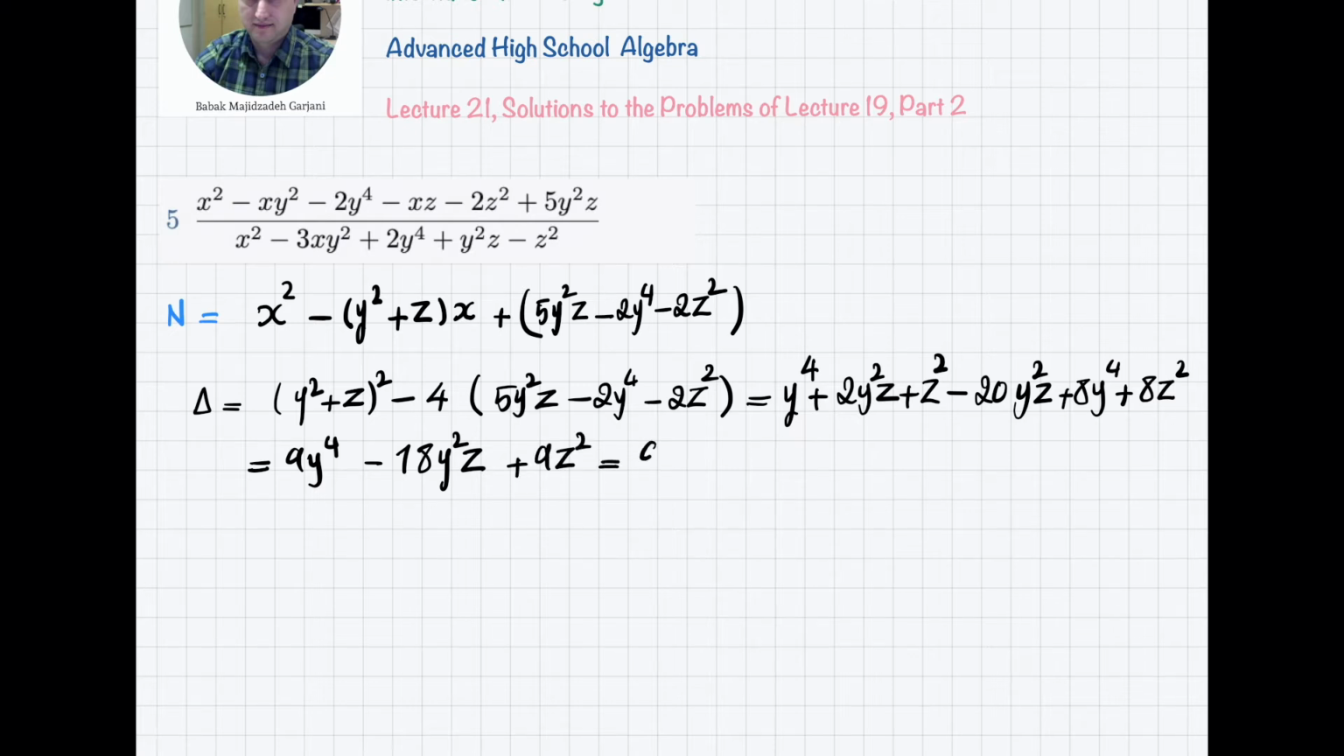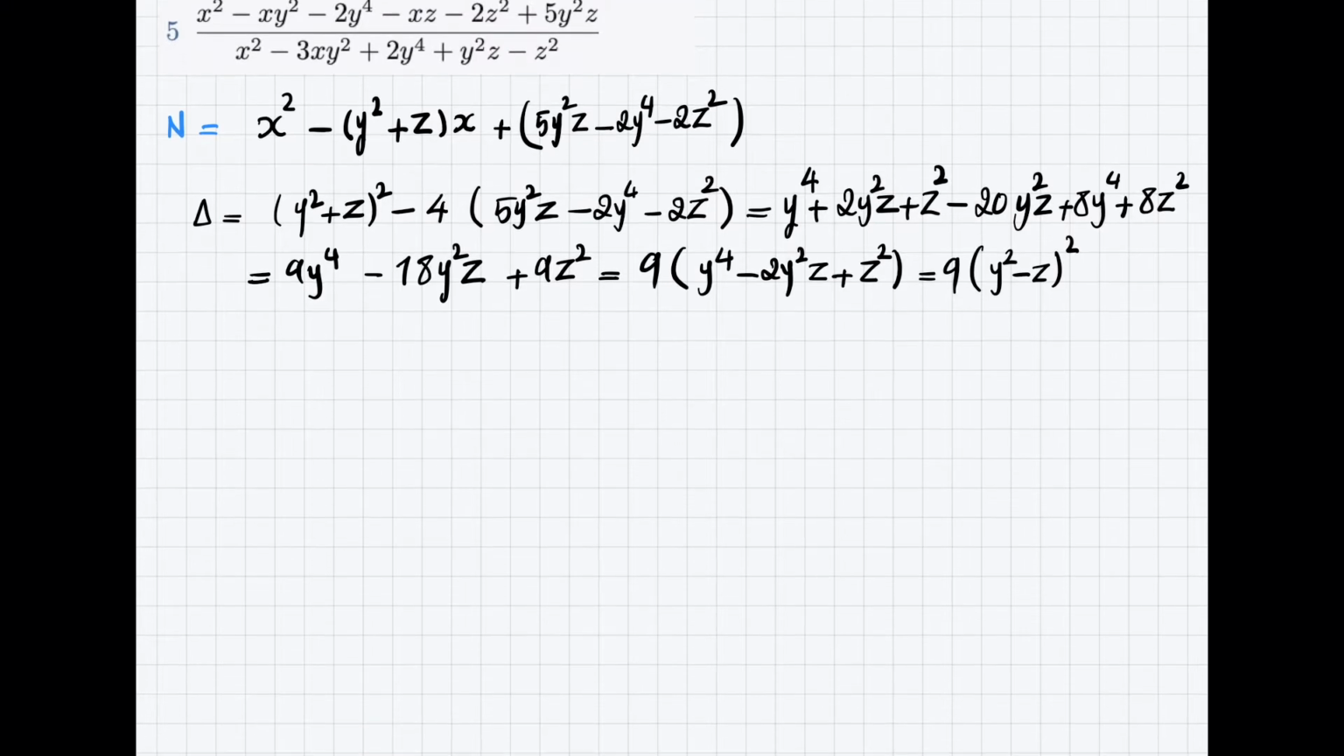Then I can factor a 9 out. It becomes y to the 4 minus 2y squared z, and then I have z squared at the end. But hopefully you immediately realize that this is a quadratic pattern on its own, so this becomes 9 times y squared minus z to power 2. Yes, because the first one to the 2 gives me y to the 4, 2 times the first one times the second one with the negative sign will give me exactly this middle term, and then the second one to the 2 is this one. So what I have written is completely correct, and the good point is again that this delta is a complete square. So now I need to find the roots.